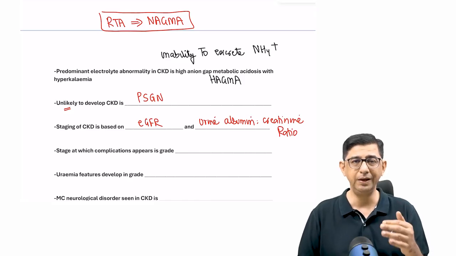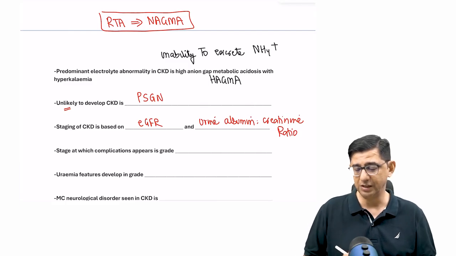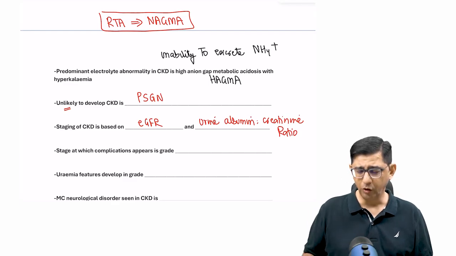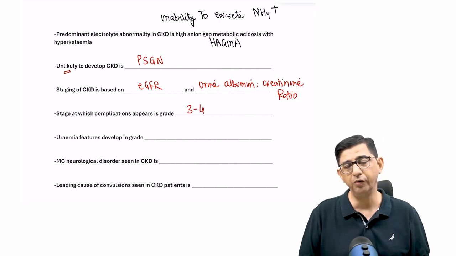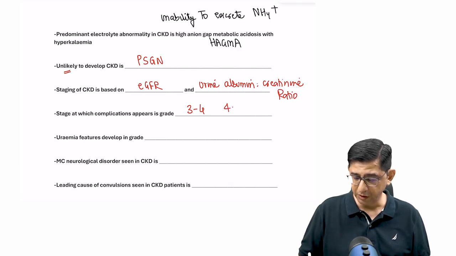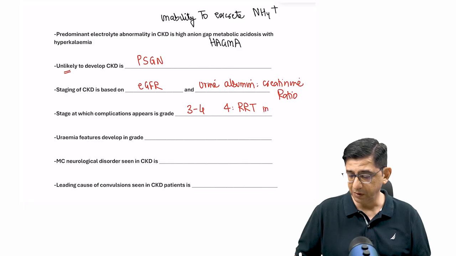But how we grade the severity of chronic kidney disease is on a combination of estimated GFR and urinary albumin creatinine ratio. The complications will usually start occurring when the patient goes into grade 3 to grade 4. Grade 4 is the threshold. I'd say grade 4 is the threshold at which RRT, that is renal replacement therapy, must always be initiated.